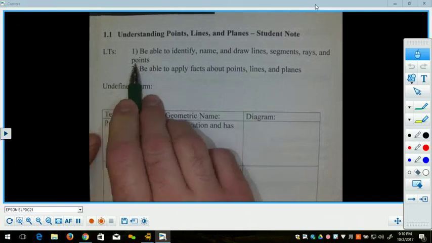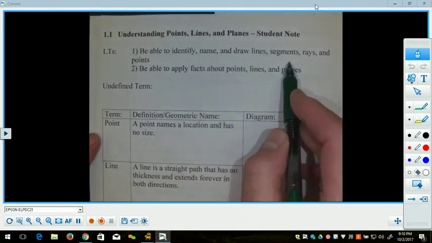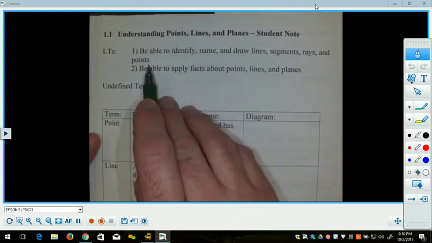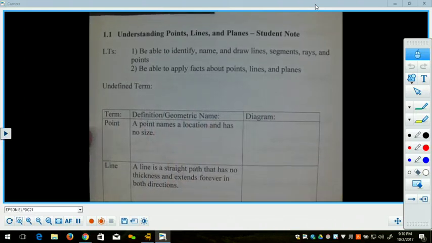So 1.1, understanding points, lines, and planes. The learning targets are that you will be able to identify, name correctly, and draw lines, segments, rays, and points. Learning target 2, that you'll be able to apply facts about points, lines, and planes.